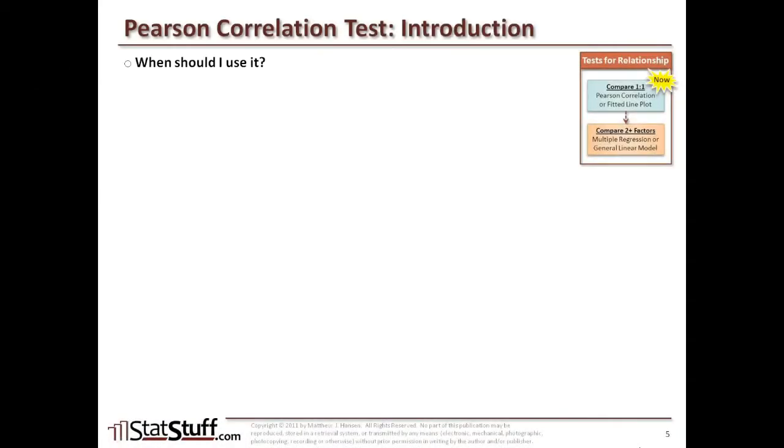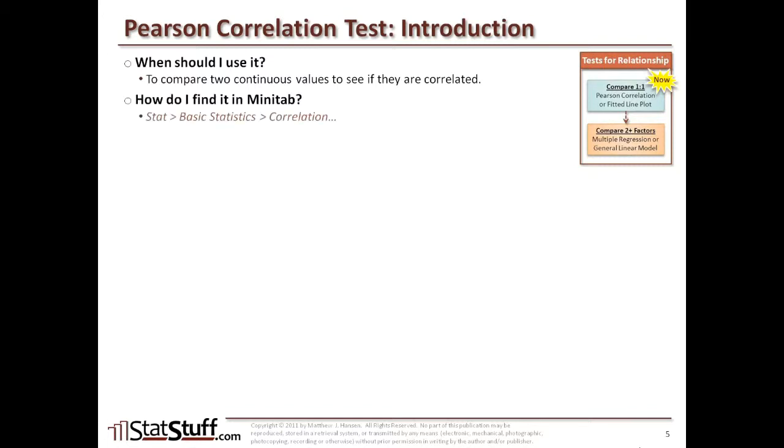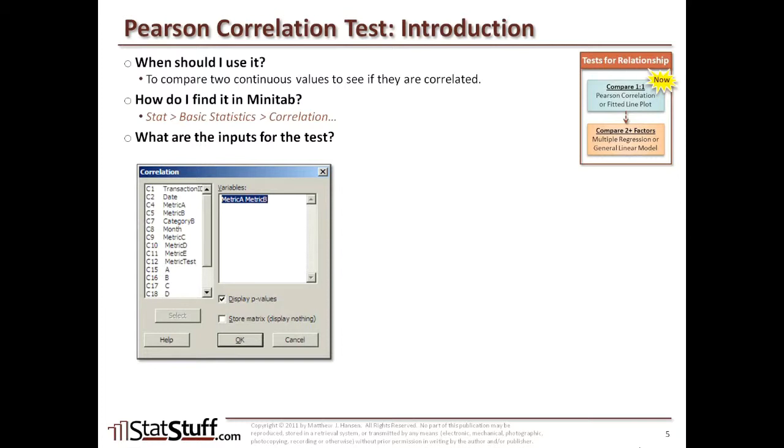Okay, now let's talk about how to run the Pearson correlation test from within Minitab. Well, we would run the Pearson correlation test when we have two continuous values that we want to compare with each other to see if they're correlated. So in Minitab, what you would do is go to the Stat menu, select Basic Statistics, and choose Correlation. Now in this particular test, the dialog box is going to look like this, and normally you would at least select two values that you're going to be comparing and running the correlation on.